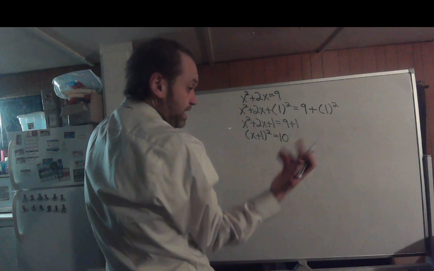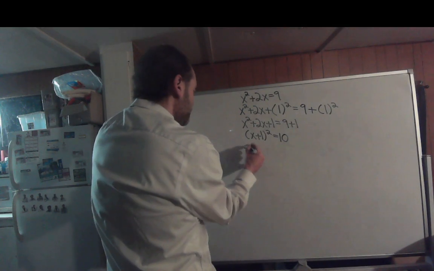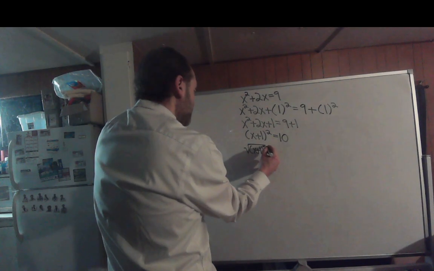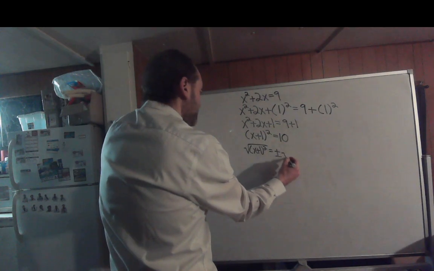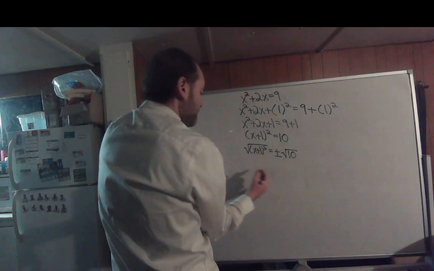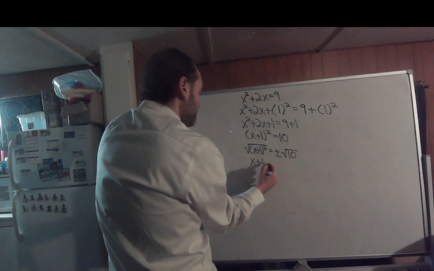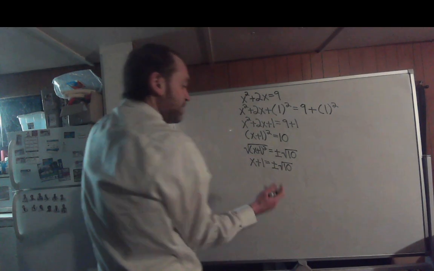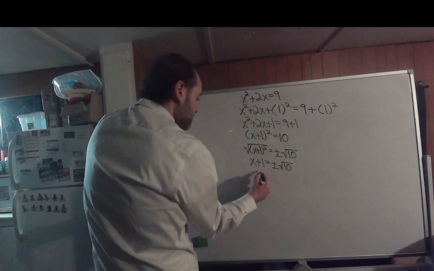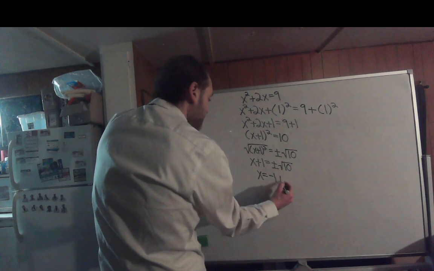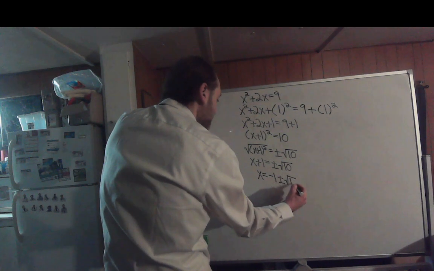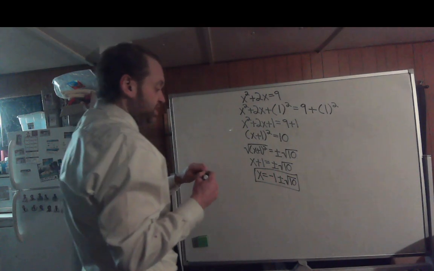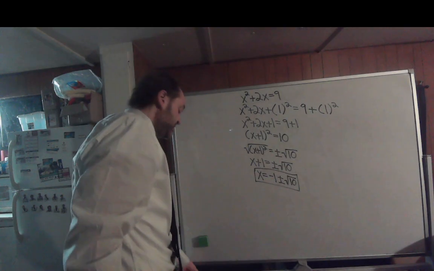Now we just solve by finding square roots. So take the square root of both sides, plus and minus the square root of the right-hand side. That gives you x plus 1 equals plus and minus the square root of 10. As we know, the square root of 10 doesn't break down any further. So this gives you that x equals negative 1 plus and minus the square root of 10. And there are your solutions: x equals negative 1 plus and minus the square root of 10.